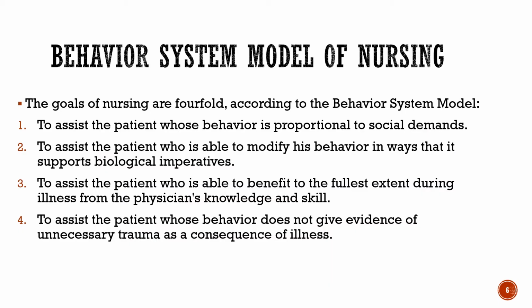So here are the goals of nursing according to the behavior system model. Number 1, to assist a patient whose behavior is proportional to social demands. Number 2, to assist a patient who is able to modify his behavior in ways that it supports biological imperatives. Number 3, to assist a patient who is able to benefit to the fullest extent during illness from the physician's knowledge and skill. And number 4, to assist a patient whose behavior does not give evidence of unnecessary trauma as a consequence of illness.